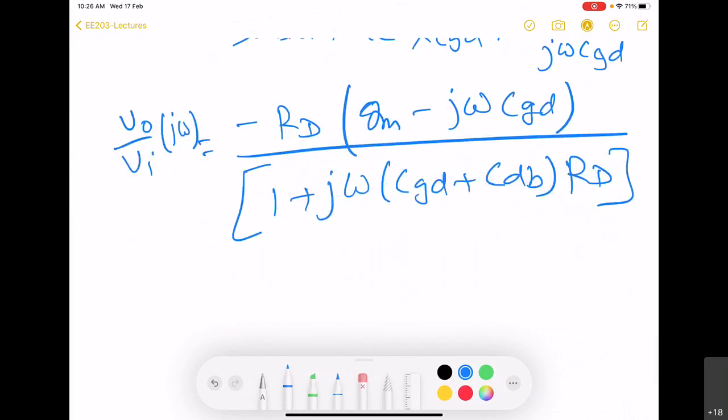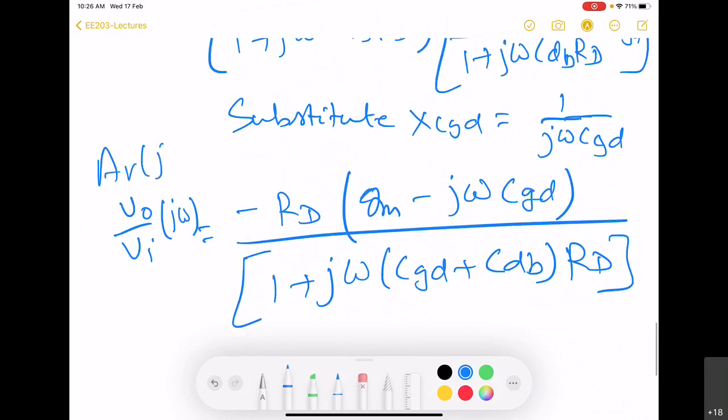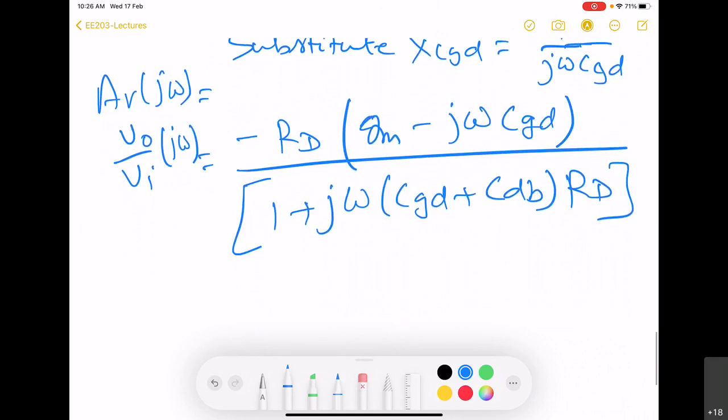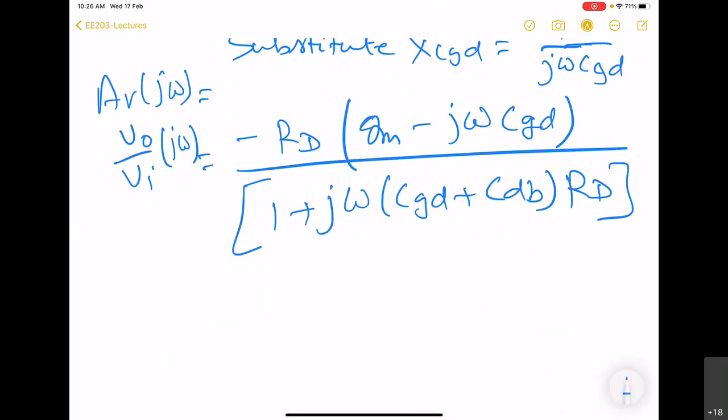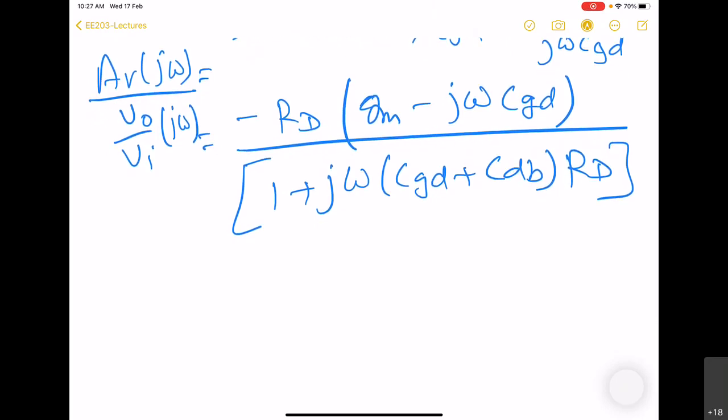So this is A(J omega). We want an approximate plot of this transfer function, which is the voltage gain, and for that you can see that we are luckily already in step 2 of the Bode technique. In fact, step 3, that means S has already been substituted in the form of J omega. And luckily both the numerator and denominator are of first order in J omega, so no need of factorization. But of course, we need to write this in standard form to identify the pole and zero. So we will write this in standard form.